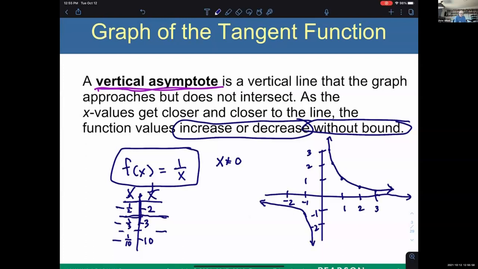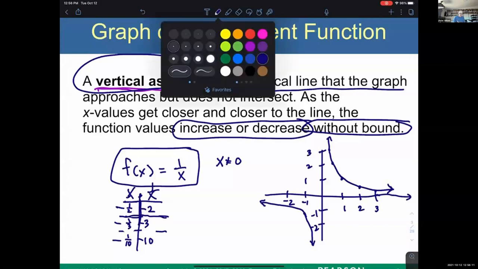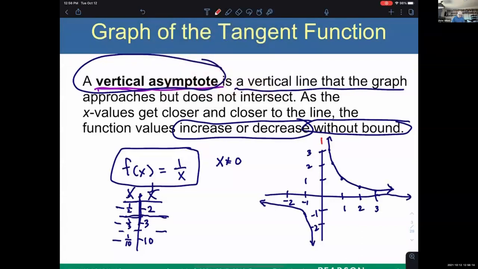And so this is an illustration of when you have a vertical asymptote. They're saying the vertical asymptote is a vertical line that the graph approaches but does not intersect. So what is the vertical asymptote in this case? It's the y-axis. It's this vertical line that's the y-axis. And usually asymptotes are often drawn with a dashed line like this. And so this is the line x equals 0. Vertical lines have a fixed x value. And this vertical line of x equals 0 is a vertical asymptote for the function 1/x.